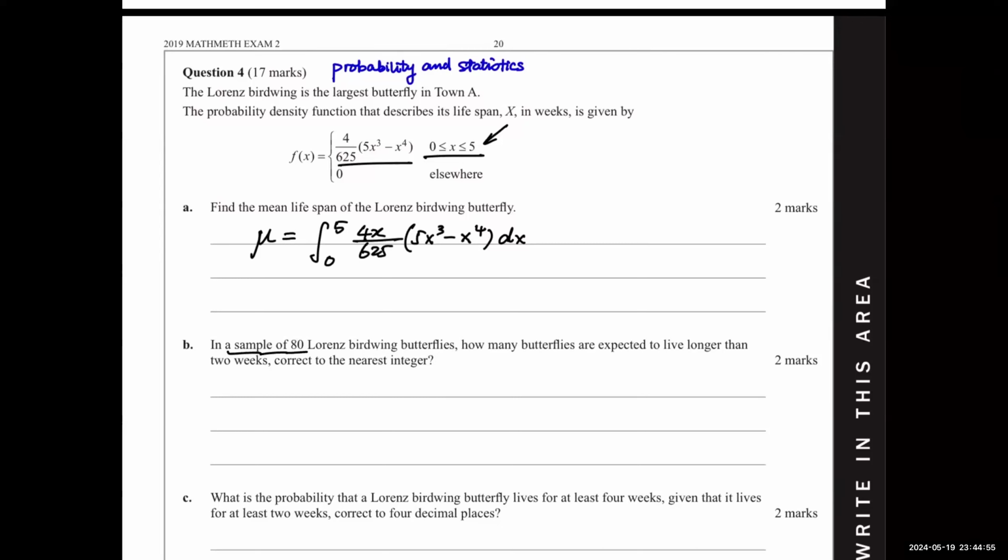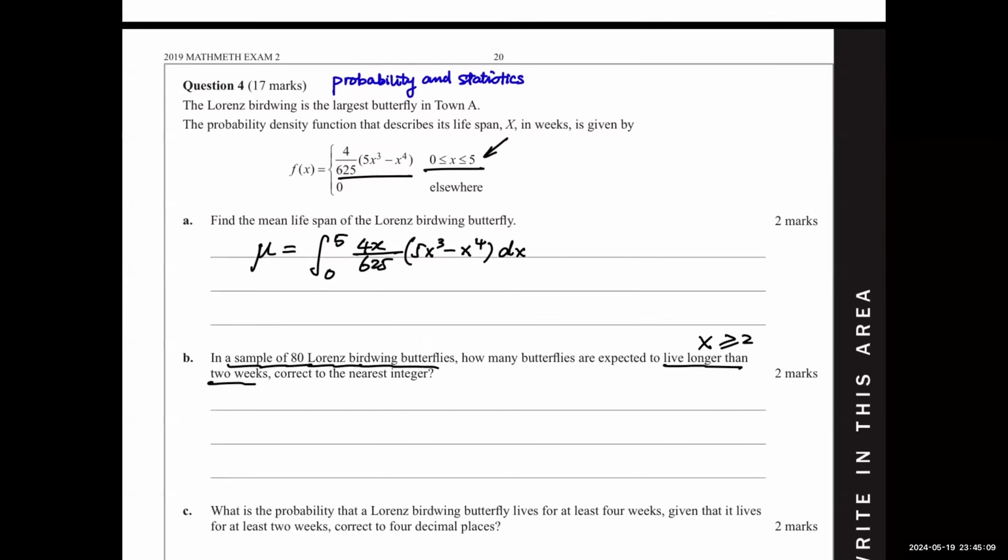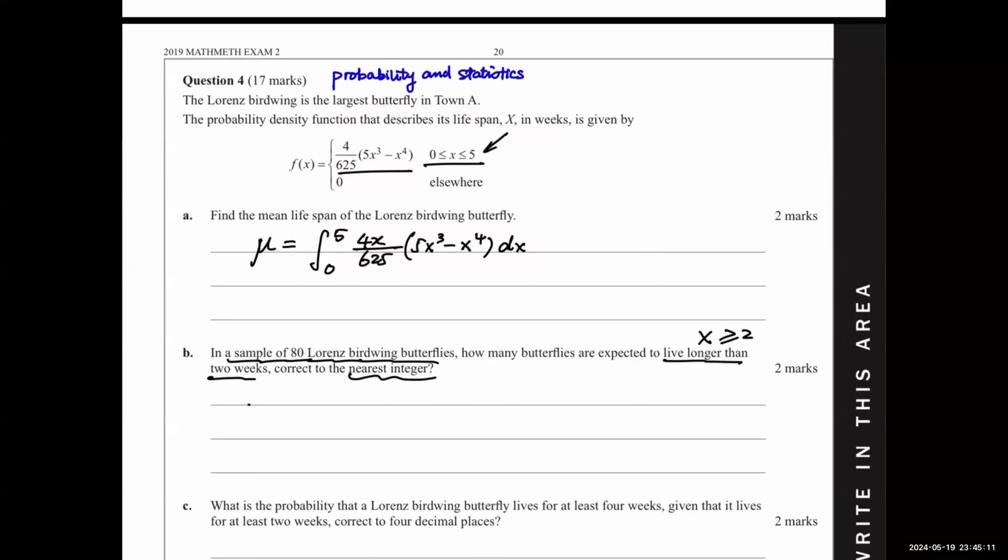In a sample of 80 Lorentz birdwing butterflies, how many butterflies are expected to live longer than 2 weeks? That means your x has to be longer than 2 or larger than or equal to 2 for a continuous random variable. It doesn't really matter. Correct to the nearest integer. So it's like 80 butterflies times the proportion of butterflies longer than 2 weeks. 2 to maximum 5. So you actually calculate a probability, then multiply the probability or proportion by 80 to get the answer.